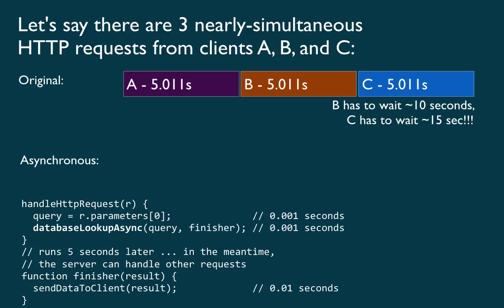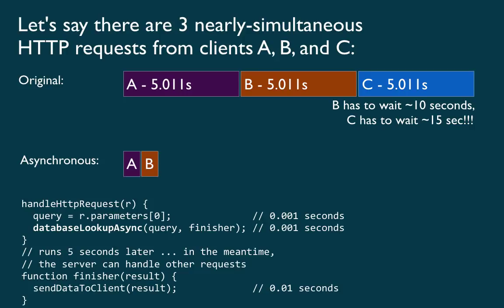So here's what happens in asynchronous mode. First of all, A runs and it finishes pretty much instantly because if you look at handle HTTP request, it finishes in 0.002 seconds, right? 0.001 plus 0.01. Because the database lookup async function finishes instantly, A is done, right? A is done because by 0.002 seconds, A has told the database to do its thing and come back and run finisher 5 seconds later.